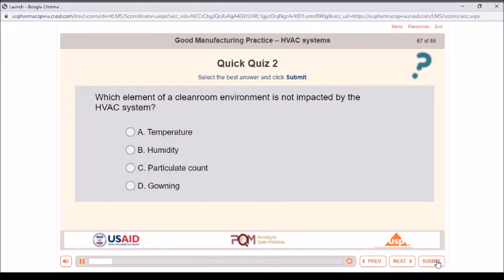Quick Quiz 2. Select the best answer and click Submit. Which element of a clean room environment is not impacted by the HVAC system? A. Temperature. B. Humidity. C. Particulate count. D. Gowning.